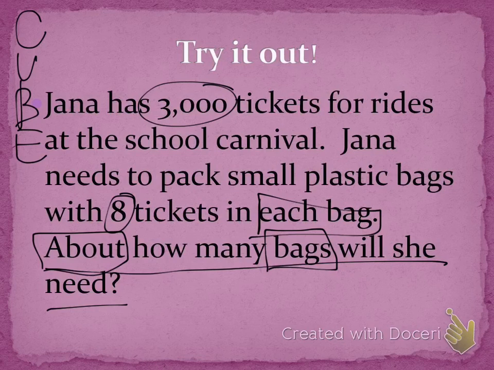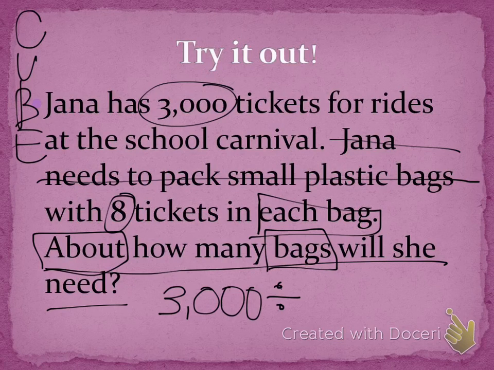So Gianna has 3,000 tickets for rides at the school carnival. She needs to pack small plastic bags. So I don't really need to know what she's packing. I know she's separating them out into each bag. But each one is going to have 8 tickets in it. About how many bags will she need? So now my problem I'm going to set up, because I know she's splitting into equal groups, is going to be her total of 3,000 divided by how many tickets are going in each bag.